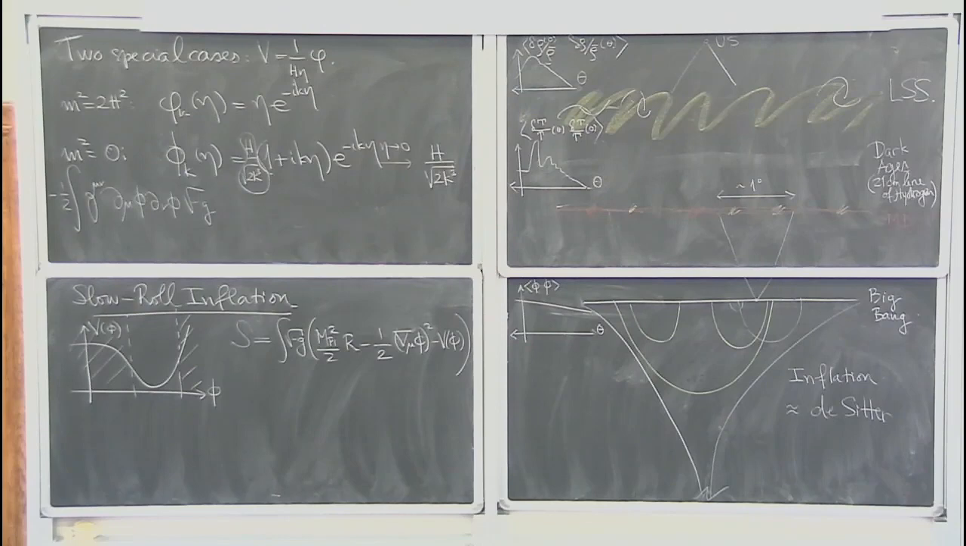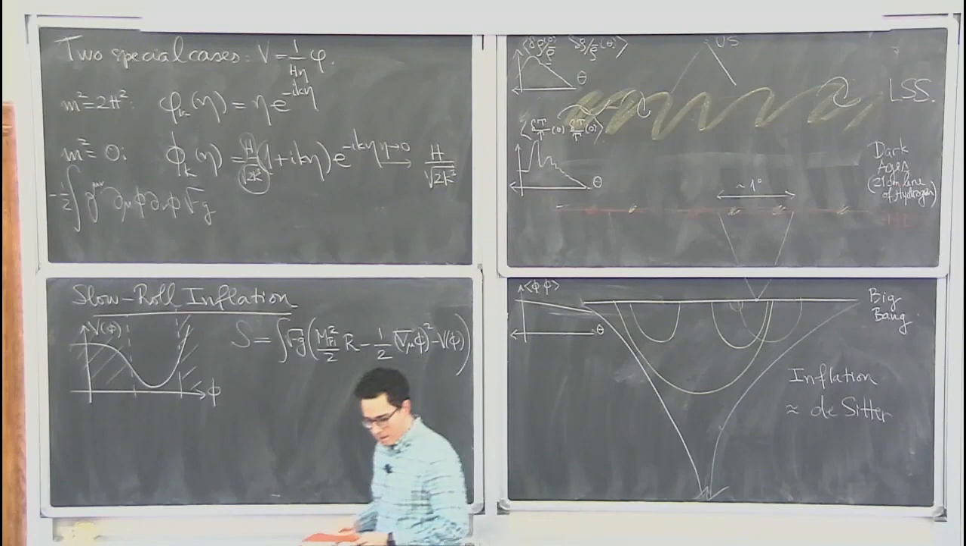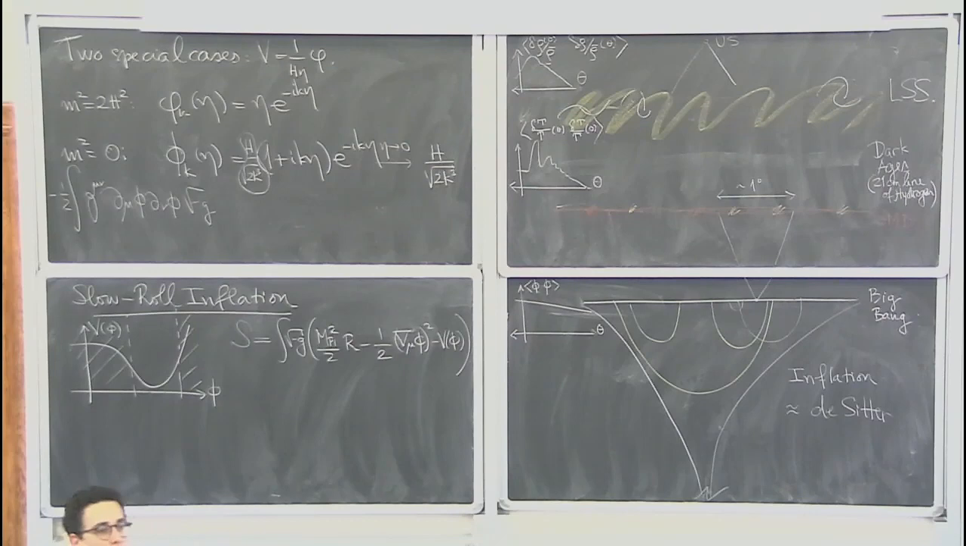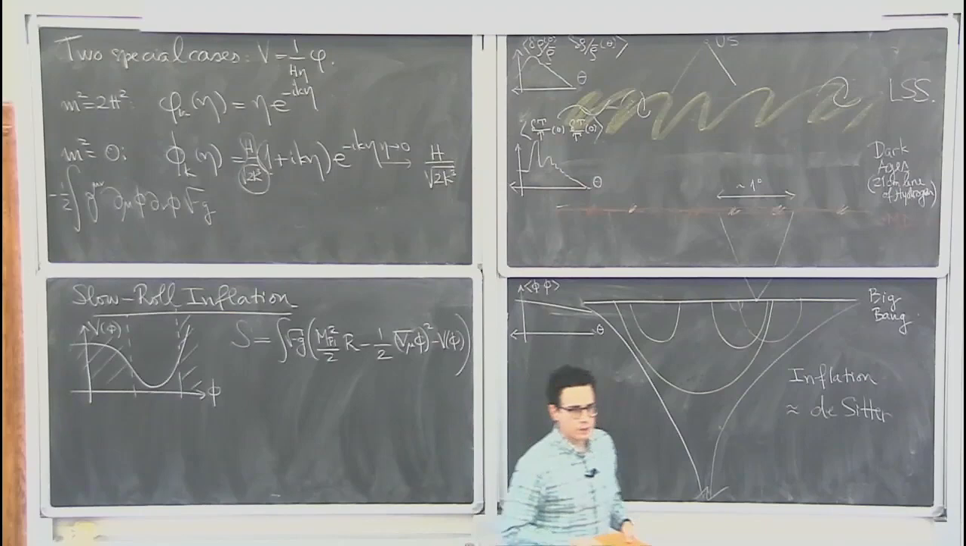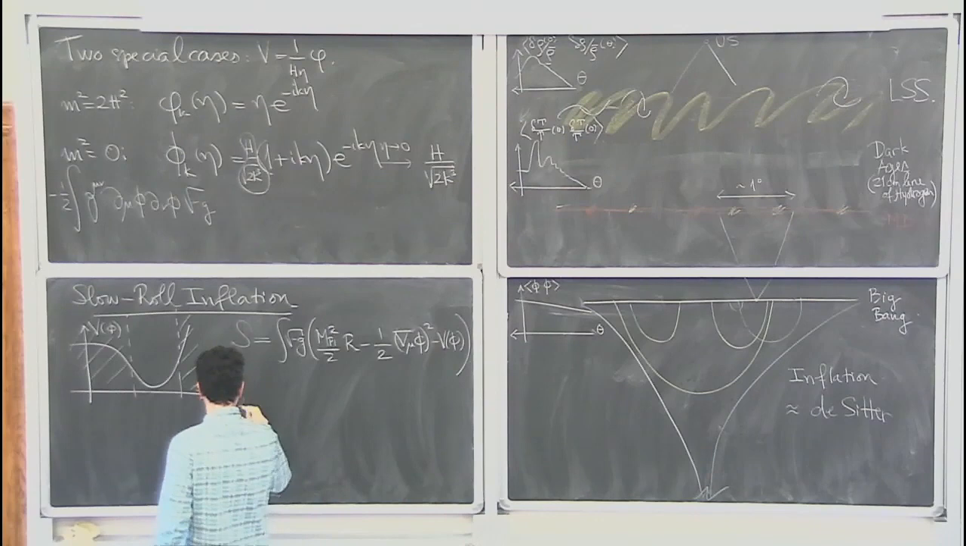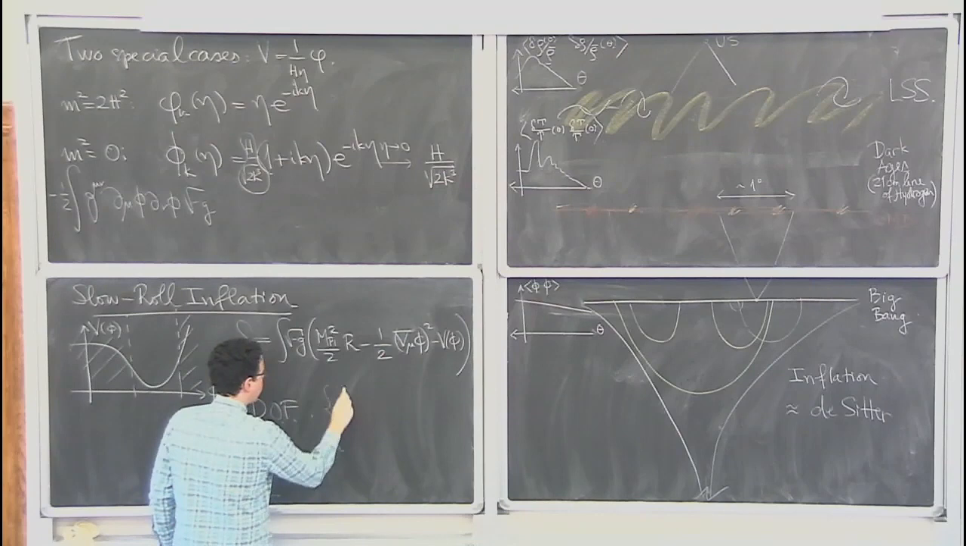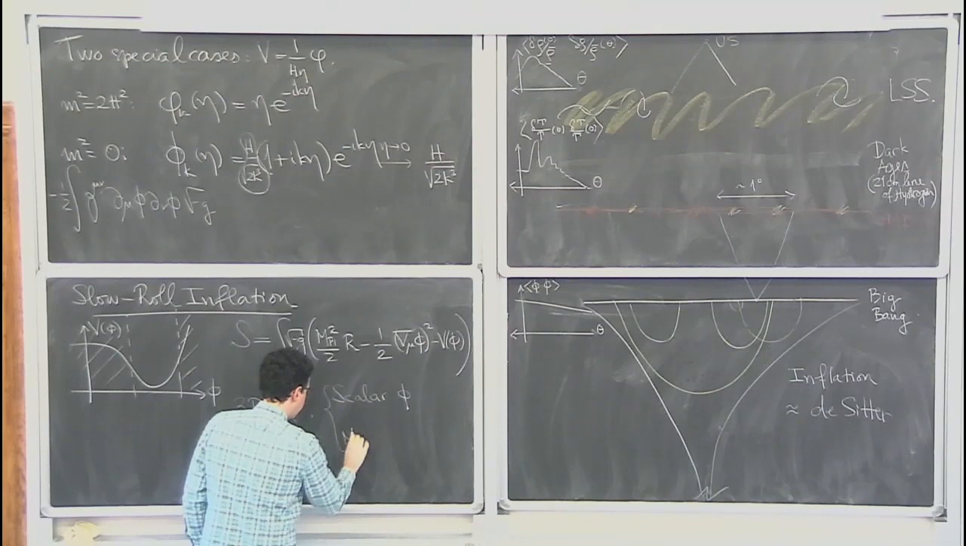Now, so how many degrees of freedom does this theory have? 1, 2, 3, 4, 100. Less than 100. More than 0. 1, 2, 3, 4. There's 3, okay? 3 degrees of freedom. The scalar, phi, and the metric, g.